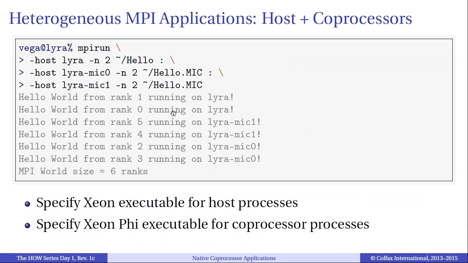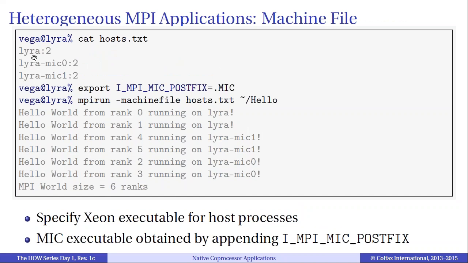Of course, if you have a cluster, you may want to run on multiple compute nodes, and you can do it like that by specifying different hosts in the command line. Or you can specify the list of hosts on which you want to run in the hosts file, hosts.txt. And this is the list of hosts with the number of processes that I want to run on each host. I will probably have to use a trick like that to allow MPI to distinguish between the Xeon executable and the Xeon Phi executable, but then the command to start my parallel application on a cluster is very compact. Just MPI run, machine file, and then the executable name.